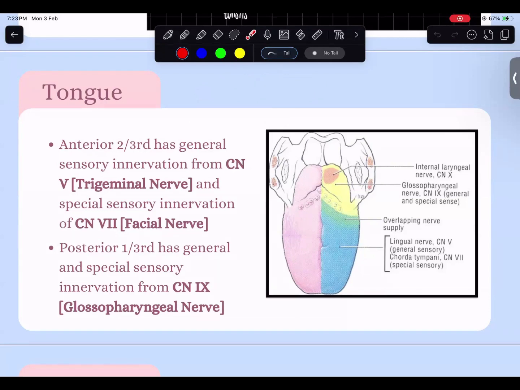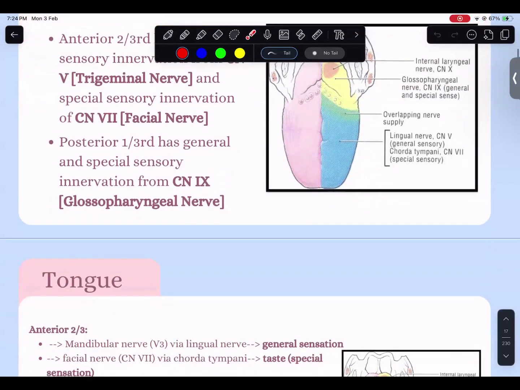Anterior two-thirds general sensation is usually the trigeminal nerve, okay? So anterior two-thirds, if you divide it, the general sensation is usually trigeminal, which is the fifth cranial nerve. And if you take the taste, which is the special sensation, it's usually the facial nerve, which is your seventh cranial nerve. Okay.